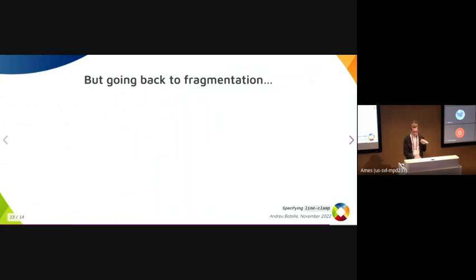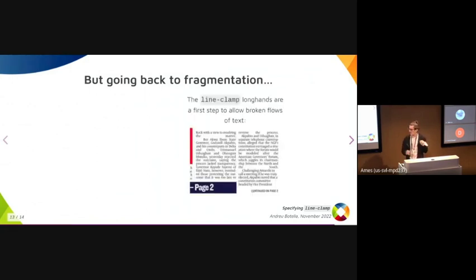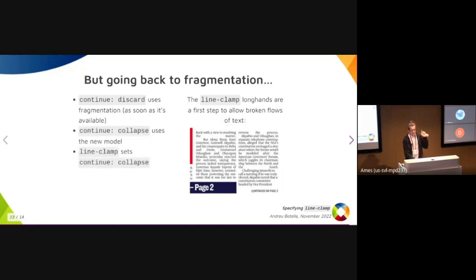But if we go back to fragmentation for a second, the line-clamp shorthand seems like a first step to allow things like broken flows of text, like continued on page 2. So how about we, rather than remove it, use continue: discard for fragmentation as soon as it's available when it's shipped. Continue: collapse, you would use this new model, and you can opt into fragmentation with line-clamp: 3 continue: discard, right?